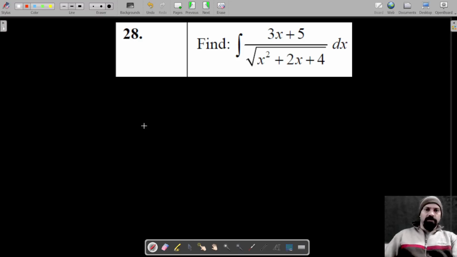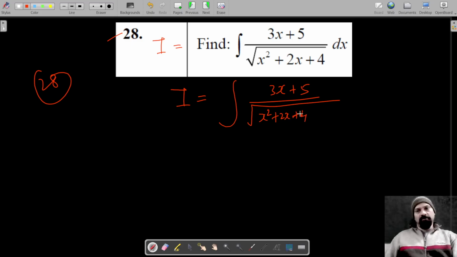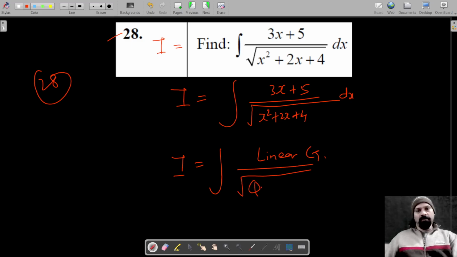Okay, for question number 28, we have to find the integration, and let's say this is our integral I. So I is equal to the integration of 3x plus 5. Now, if we look at the integration that's given to us, it's of the form I is equal to integration of a linear equation upon under root of a quadratic equation into dx.